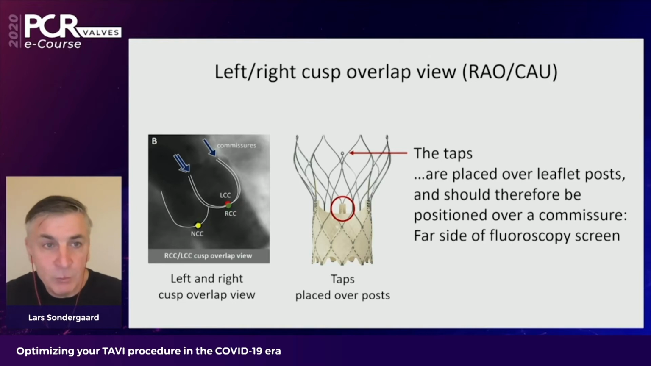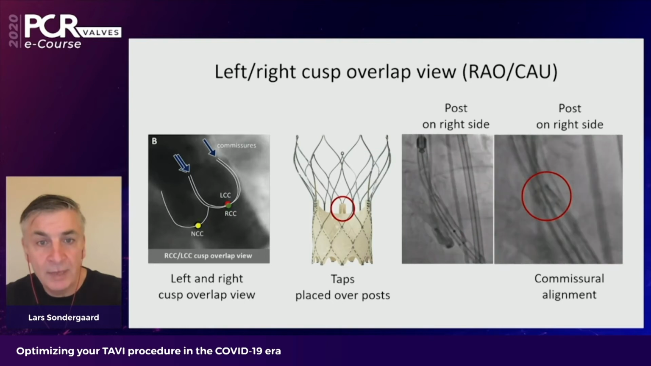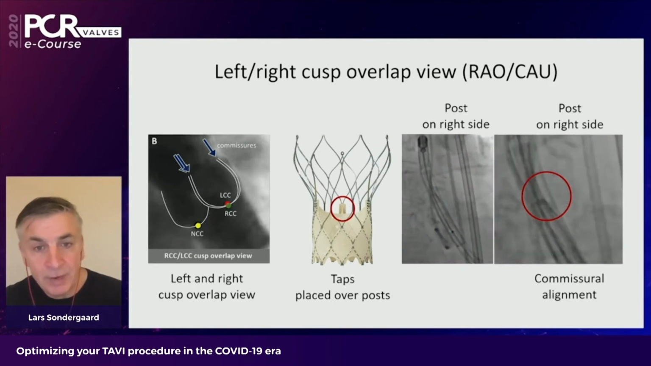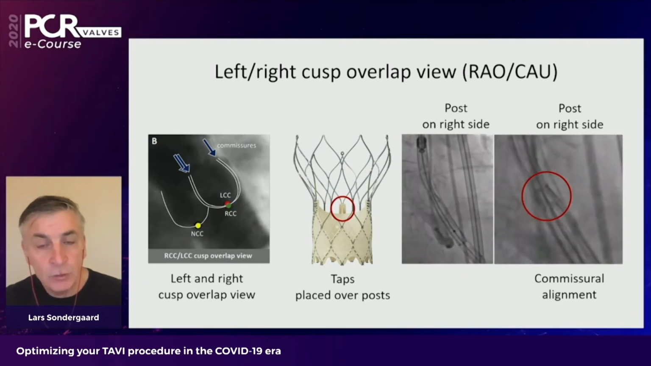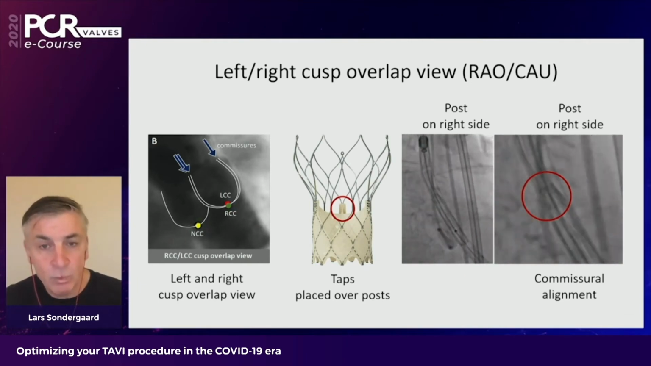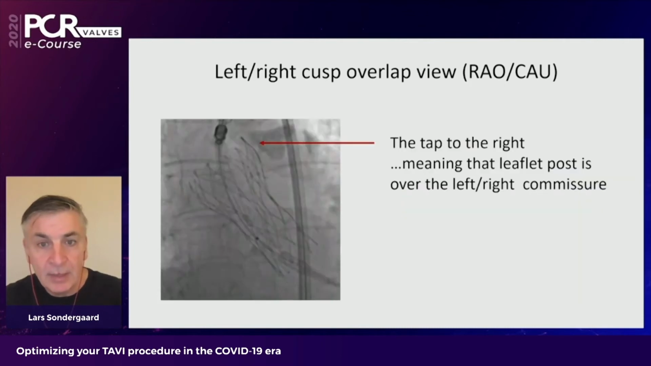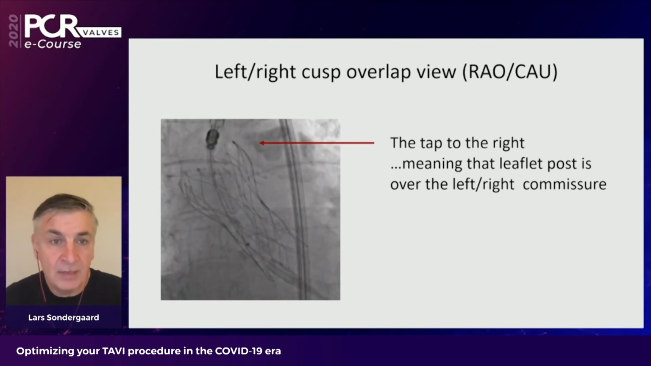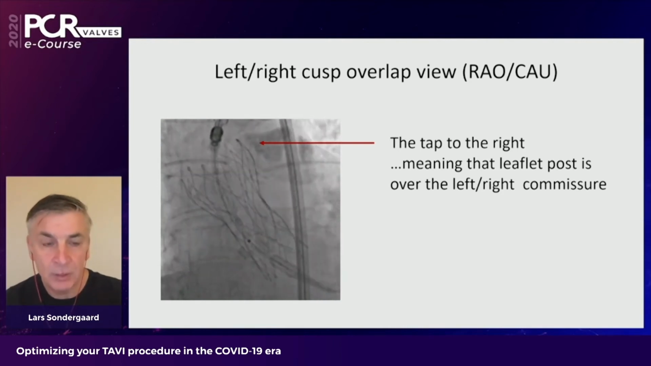And for the Portico valve, you have 3 tabs, and all tabs are sitting on top of a post. So the only thing you need to do before you start deployment in a cusp overlap view is to place your post. You can see that quite clearly on the stent frame on your right-hand side of the screen. If it's not there, you go a little bit up and down in the ascending aorta while you're rotating until you have it. And as you can see here, after deployment, you have a tab sitting here on the far right side of the screen in a right-left cusp overlap view, indicating that now you have commissural alignment.